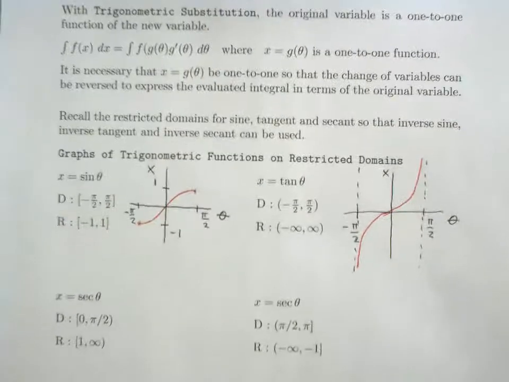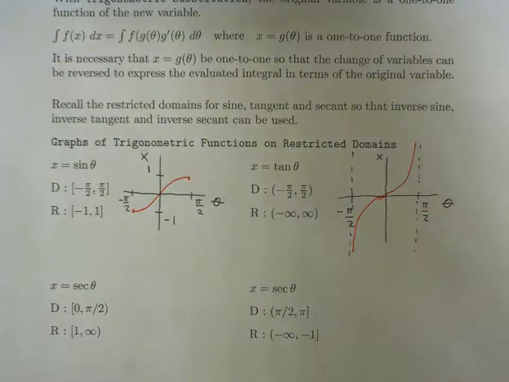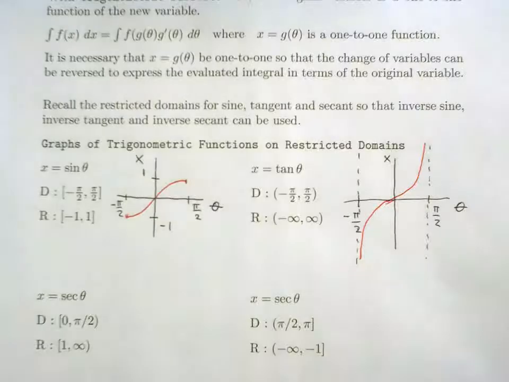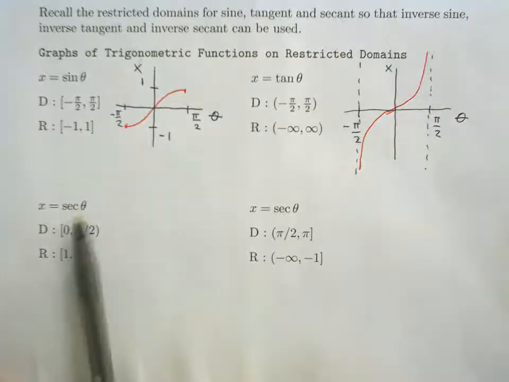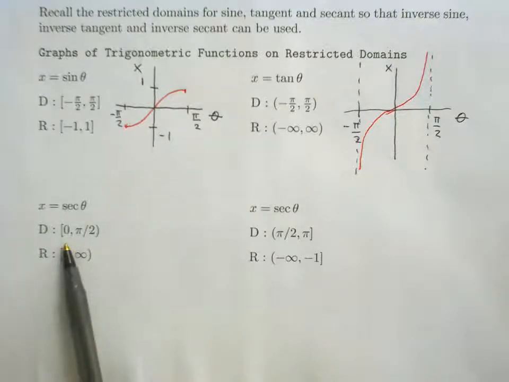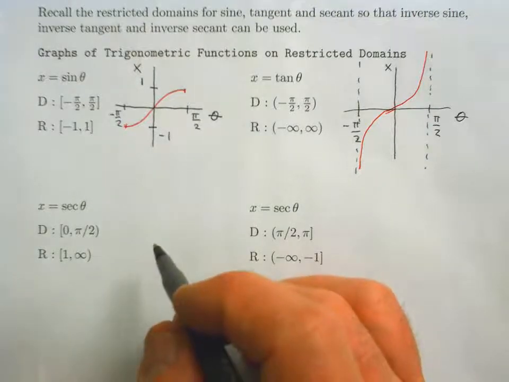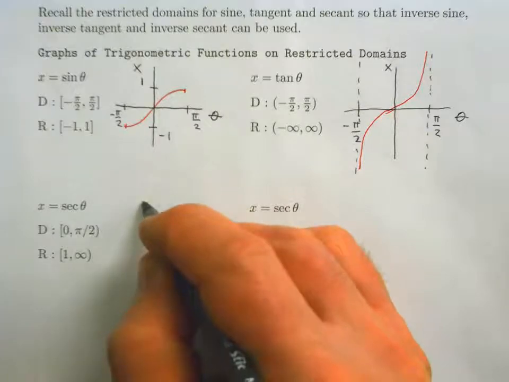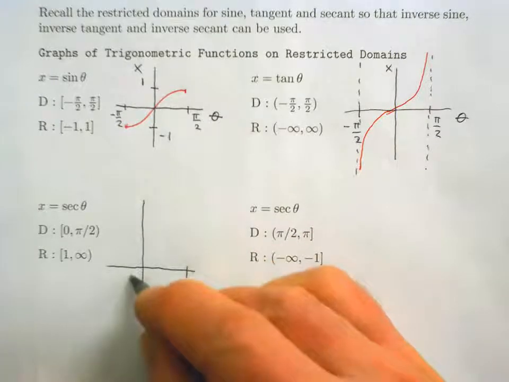For x equals secant of theta, we have two cases to consider. Well, when secant of theta is positive, the restricted domain is from 0 to pi over 2, where we include 0 but exclude pi over 2. So we'll draw a little graph of that. So the interval from 0 to pi over 2.